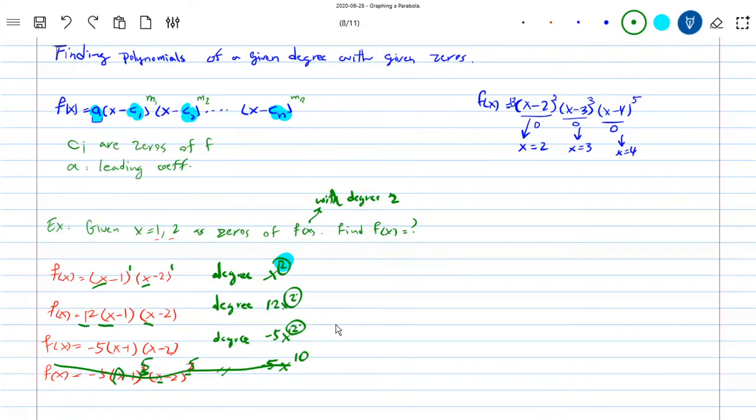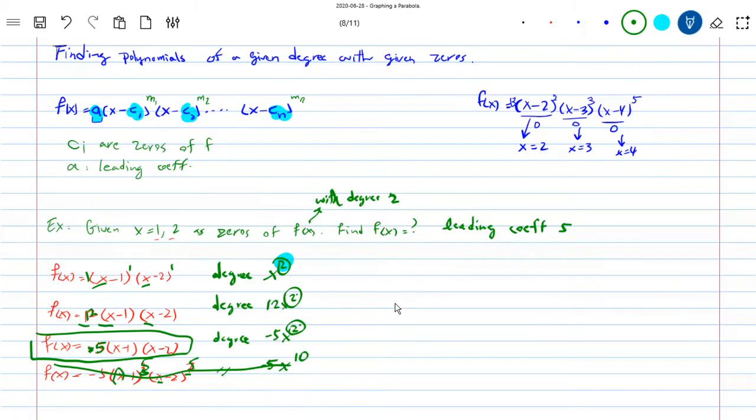And the only difference between the other terms is this constant up front. Here was 1, here is 12, and the third case is -5. And if I tell you that the leading coefficient, for example, is 5, then you should pick the third case. Put 5 up front and say, okay, that is the leading coefficient, therefore the solution would be this polynomial.